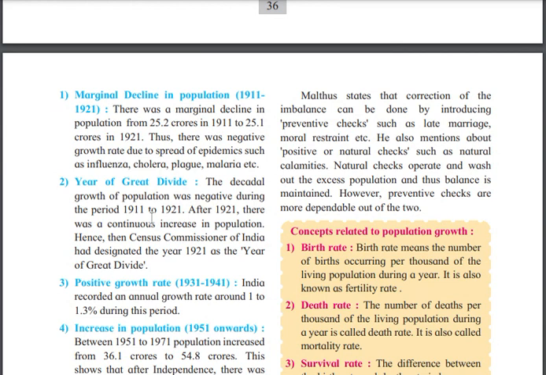So one decade was negative, and after that, from 1920, after 1921, there was a continuous increase in population, right? You can see on the table, and hence the census commissioner of India designated the year 1921 as the year of great divide. The commissioner is saying that after 1921, the population of our country has continuously increased. There is no decline presently also, in 2024.